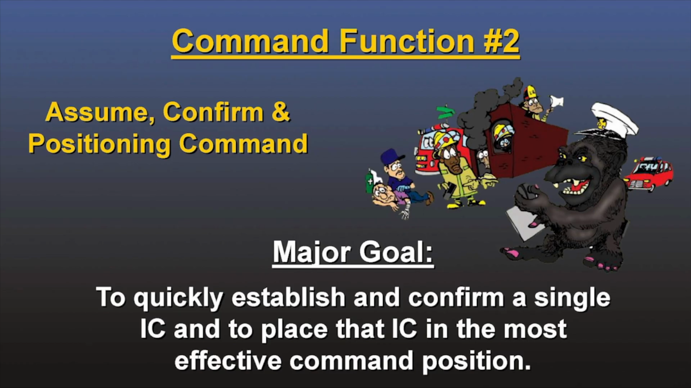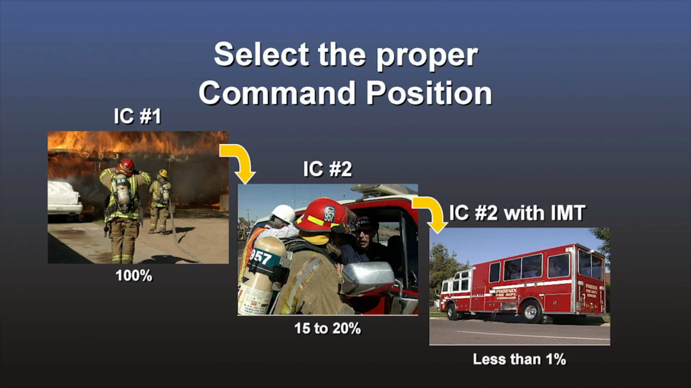Command function number 2: assume, confirm, and positioning of command. Major goal: to quickly establish and confirm a single IC and to place that IC in the most effective command position. Select the proper command position. The proper command mode will be based on a variety of factors. They include the chosen strategy, the tactical capabilities of the initial arriving unit, and the rank and role the initial IC plays as a member of the initial arriving company.